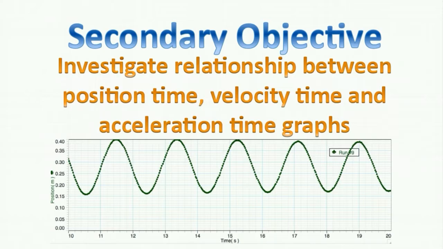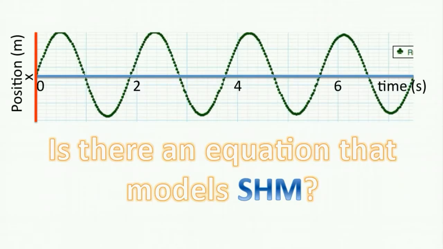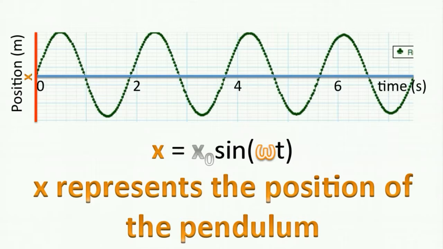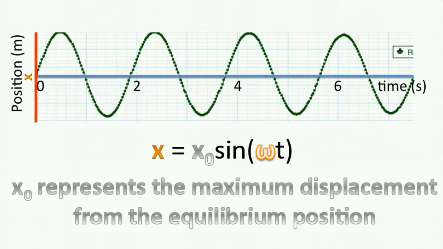Our secondary objective is to investigate the relationship between the position time, velocity time, and acceleration time graphs. Is there an equation that models simple harmonic motion? Well, there is, and it's given by this equation here. X represents the position of the pendulum. X0 represents the maximum displacement from the equilibrium position. It's shown there in the graph.